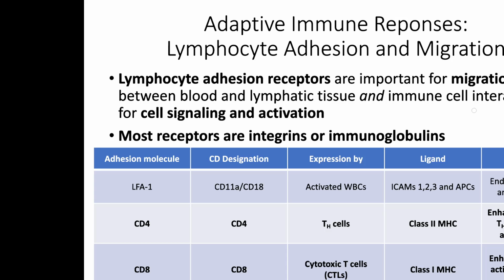Leukocyte adhesion receptors are very important for your lymphocytes to be able to migrate between the blood and lymphatic tissue. They also require those receptors to interact with other immune cells for cell signaling and activation. A lot of these receptors are integrins or immunoglobulins. The ones that are not bolded, you can memorize if you really wish, but the bolded ones are the ones that you're going to hear about most commonly. Those CD4 and CD8 markers also help us tell apart which type of T cell we are looking at.